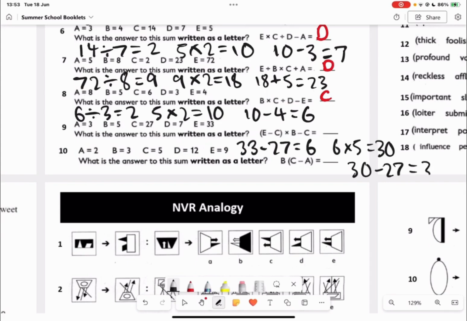And that's equal to 3. And 3 is option A. So that means that our answer to question 9 will be A.